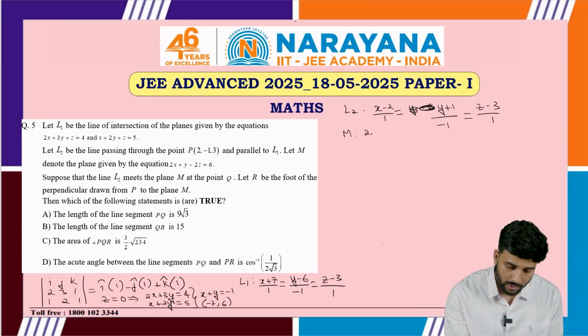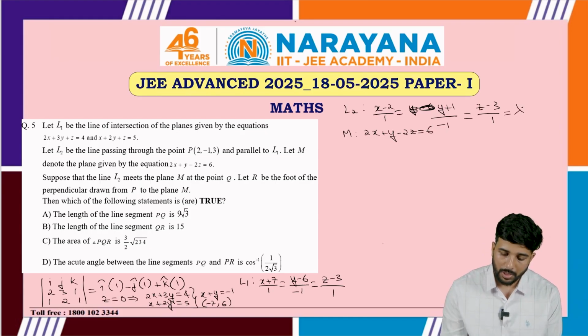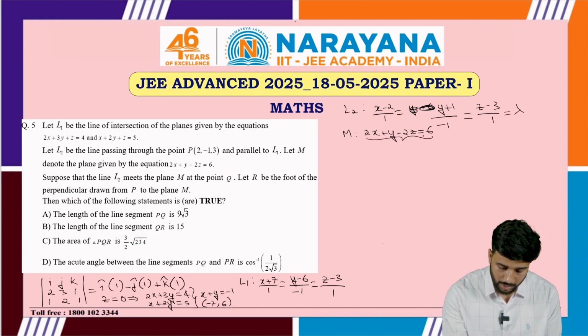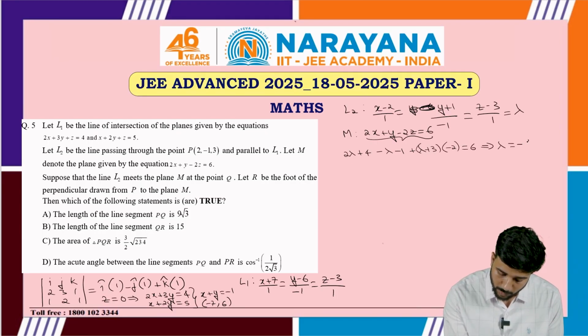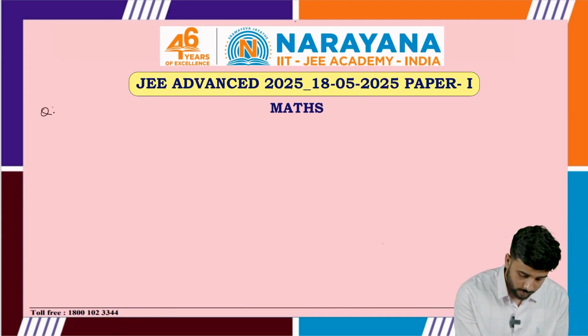And the plane equation he gave is 2x plus y minus 2z is equal to 6. To find the point of intersection, if I assume this as equal to lambda, the point I'll get is lambda plus 2, minus lambda minus 1, and lambda plus 3. Substituting into the plane: 2 lambda plus 4 minus lambda minus 1 plus lambda plus 3 into minus 2 is equal to 6. If I solve, I'll get the value of lambda as minus 9. So the point Q will be minus 7 comma 8 comma minus 6.